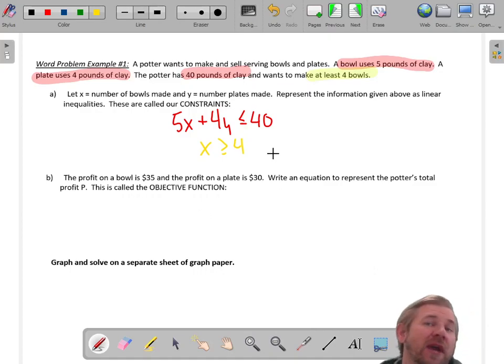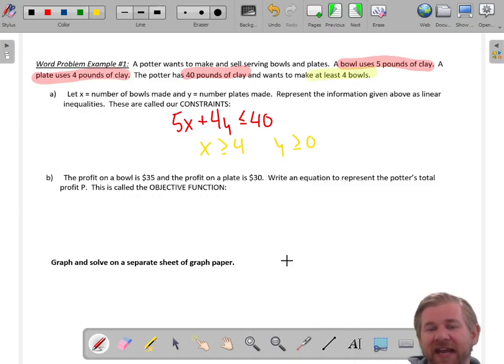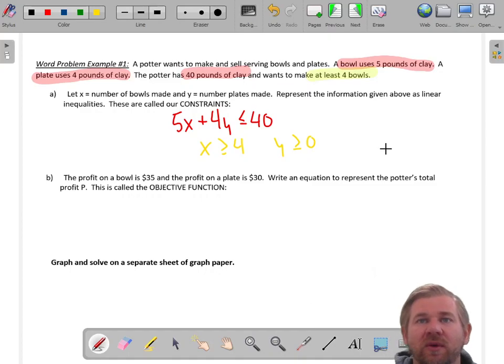Okay, I think if you had to add one extra constraint, we don't know anything about plates. Let's say it's got to be positive though. It can't be negative. It can be 0. But you're not going to go around breaking plates to make money. So you're not going to have negative plates made. So just say it's greater than or equal to 0 to help you with your Desmos.